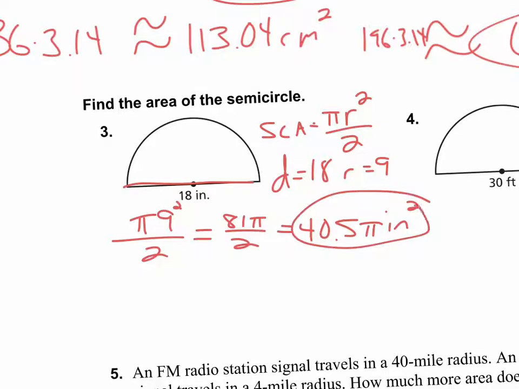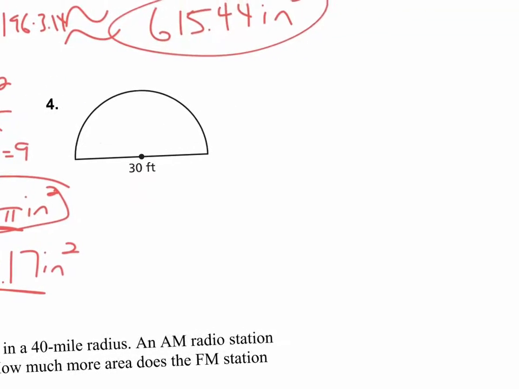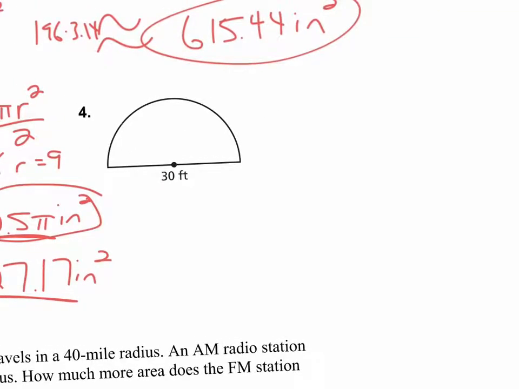So this is my exact, and then to find my approximate, again, I take that 40.5 times 3.14, and you get 127.17 inches squared. Okay, so exact, you keep the pi. Approximate, you actually times by that pi, or that 3.14. Same thing, this is half the circle. Since it's a half circle, we know that the area has to equal pi r squared, and it's half that, so I have to divide by 2. Unlike perimeter, I don't have to add that 30 back in because we're talking about the inside of that shape, not the outside rim, okay?